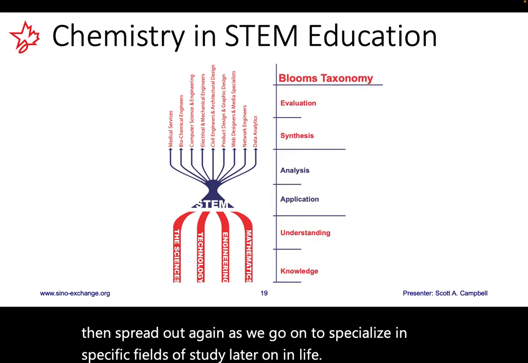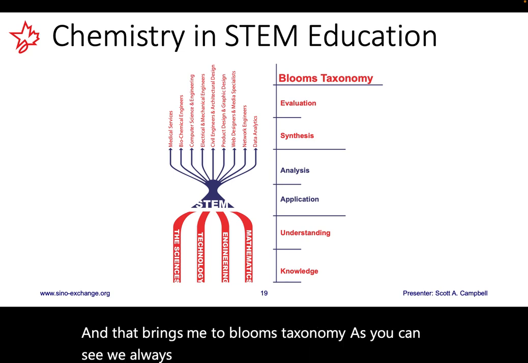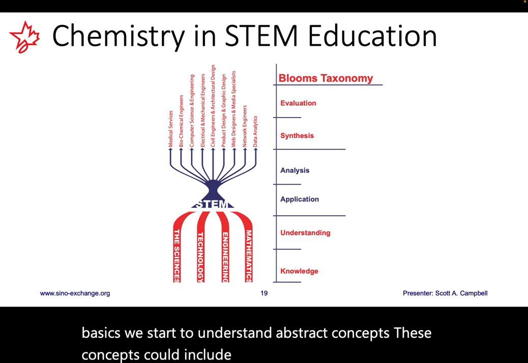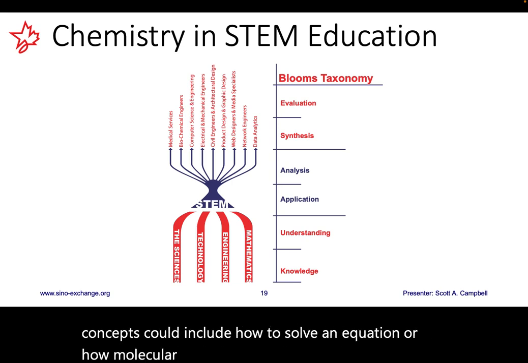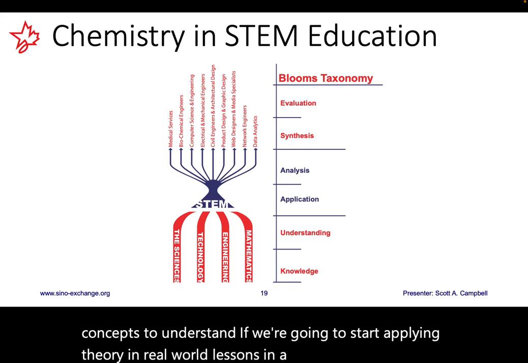And that brings me to Bloom's taxonomy. As you can see, we always start with knowledge, and as we learn the basics, we start to understand abstract concepts. These concepts could include how to solve an equation or how molecular bonds work. And these are all important concepts to understand if we're going to start applying theory in real-world lessons in a STEM program.